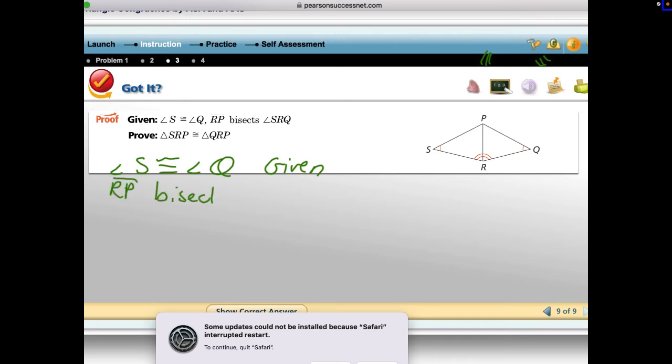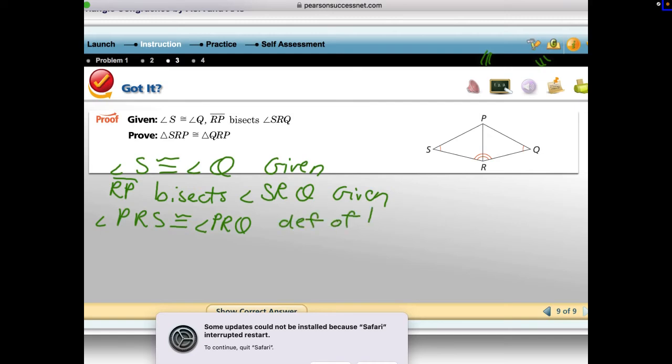What does it mean if it bisects? It cuts it into two equal parts, right? If it bisects it, it cuts it into two equal parts, which they already marked for us. So I'm going to say angle PRS is congruent to angle PRQ. Do y'all know why I have to write it with three letters and not just angle R? Because there are multiple angle R's, so I can't call it angle R. So I have to name it with three letters. And I know that because that's the definition of bisect. That means it's split into equal parts.